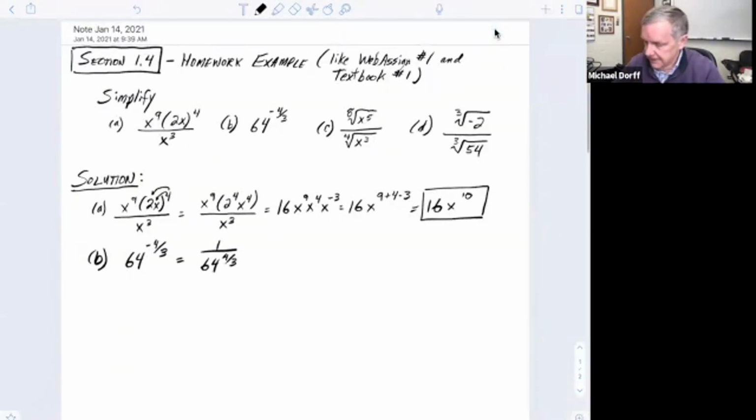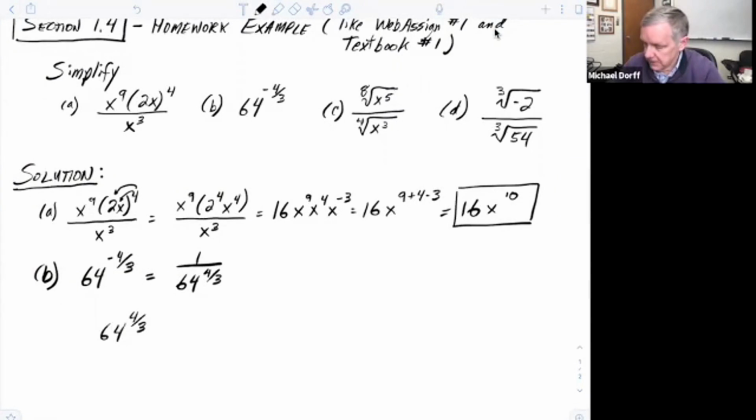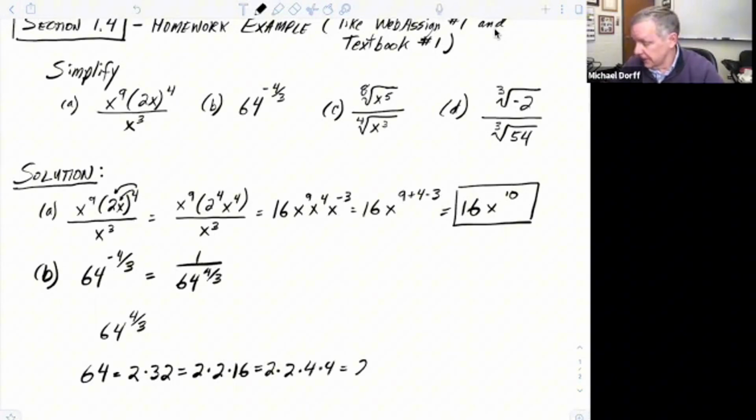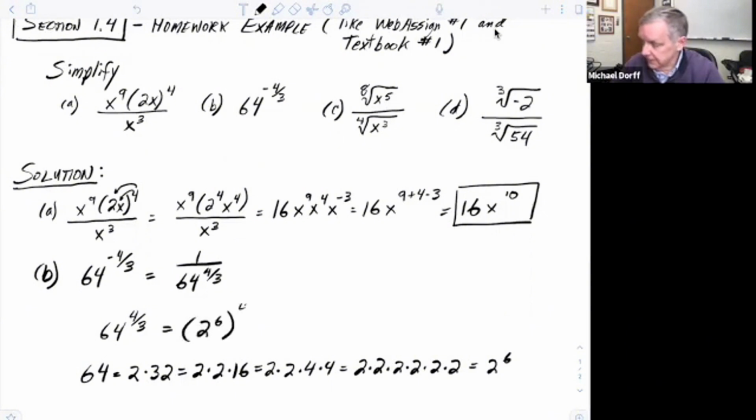So let's look at 64 to the 4/3 power. What I want to do is break 64 up into all its factors. So what times what gives me 64? Well, I know 2 times 32 would work. And now I can break down 32 into 2 times 2 times 16. And 16 is 4 times 4, or 2 times 2 times 2 times 2. If I keep going this way, I'm going to get 2 to the 6th. So 64 is 2 to the 6th. If I take 2 and multiply it by itself 6 times, I'd get 64. So I can write 64 to the 4/3 as 2 to the 6th, all to the 4/3.